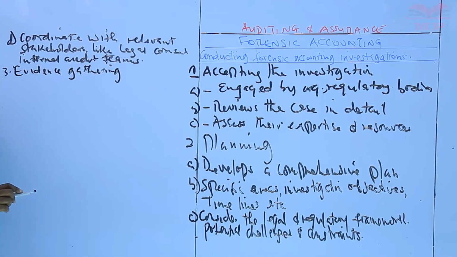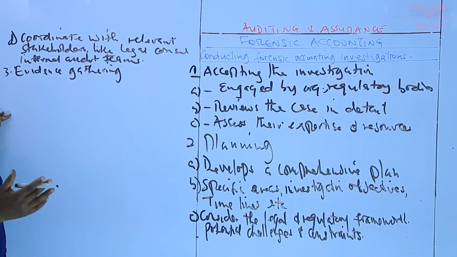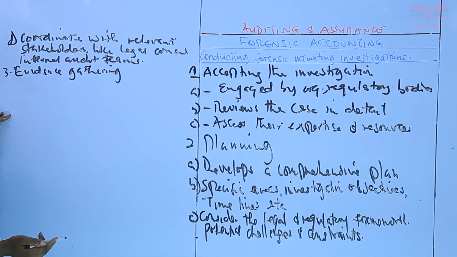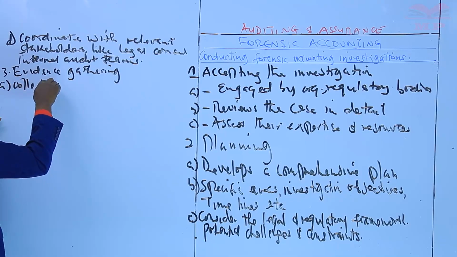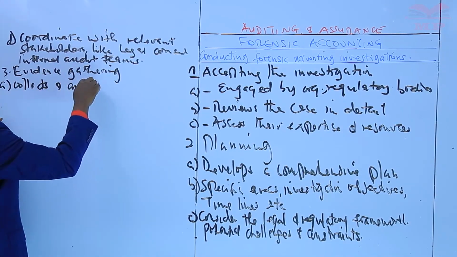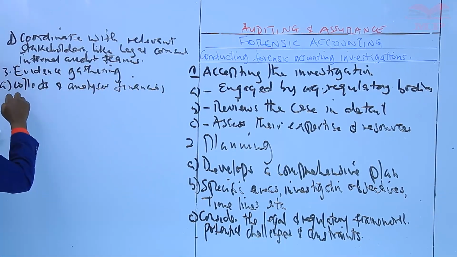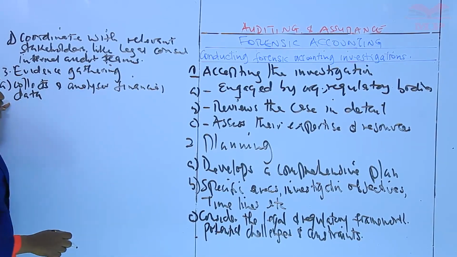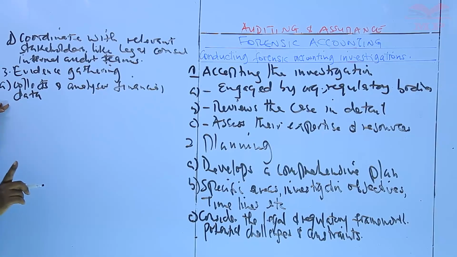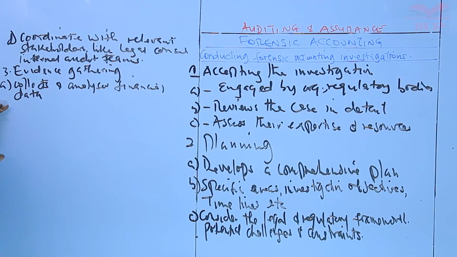Evidence gathering. Now here the forensic accountant collects and analyzes financial data and also related documentation to uncover evidence of financial irregularities or fraud.